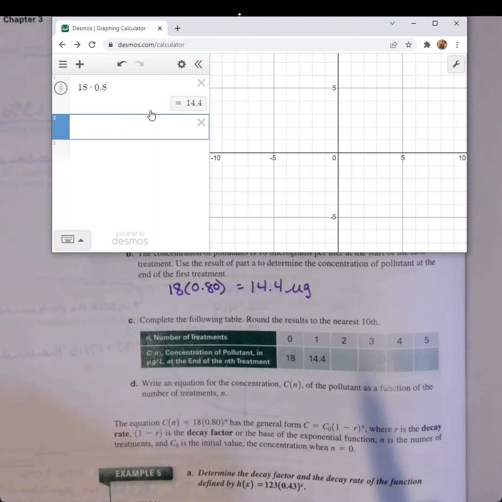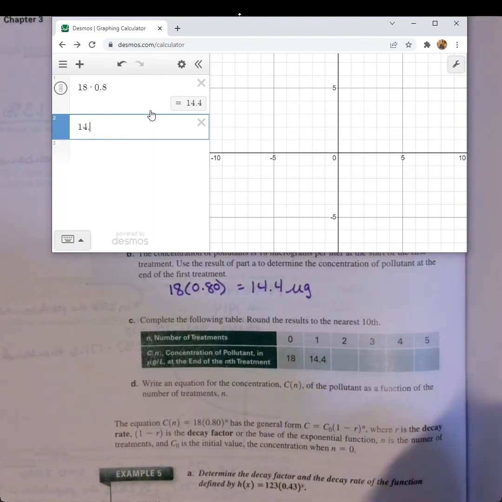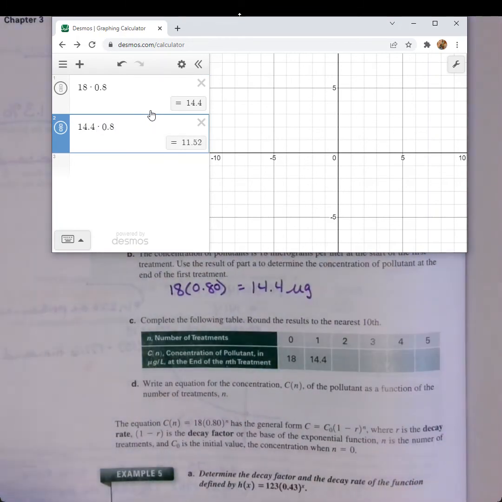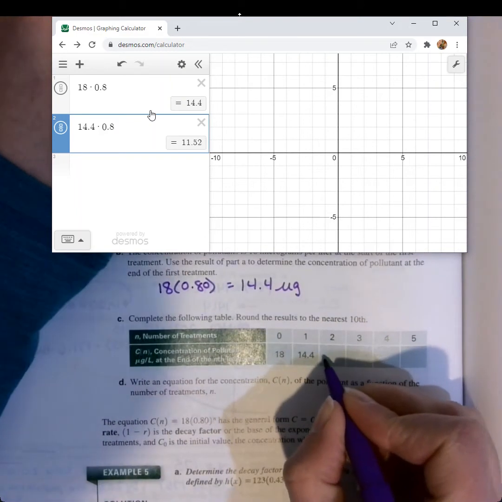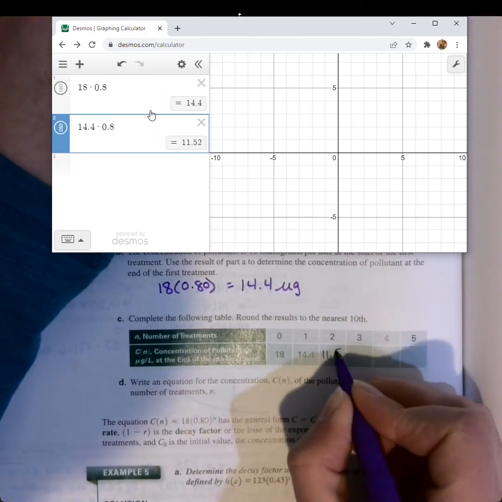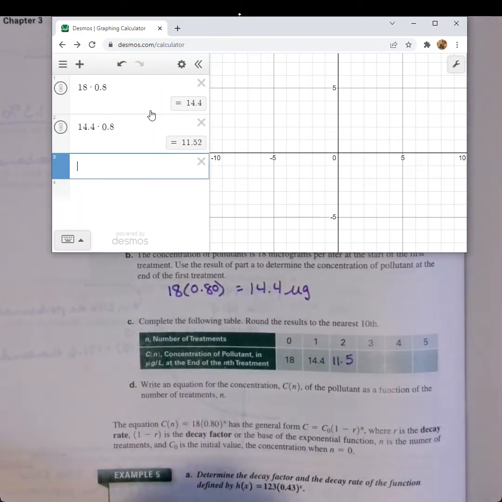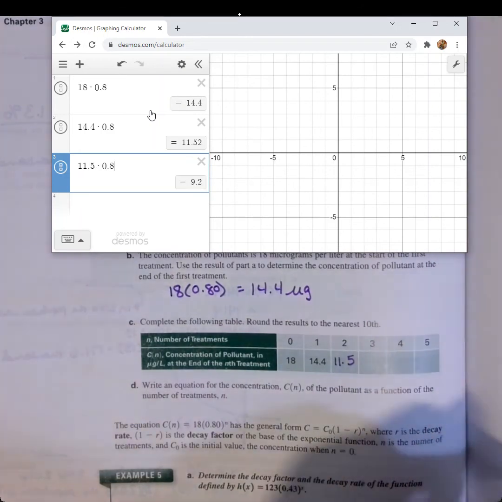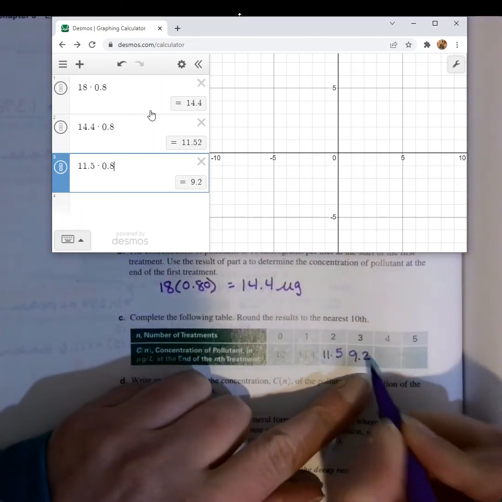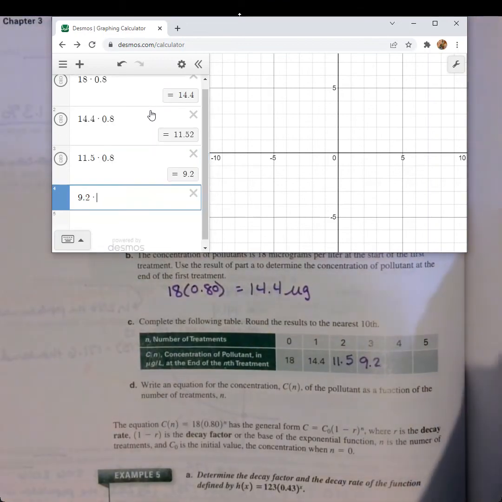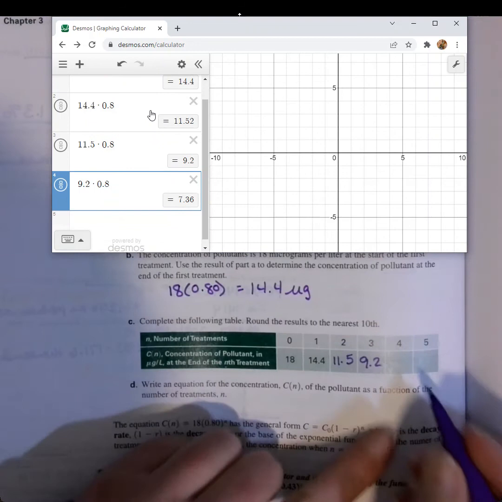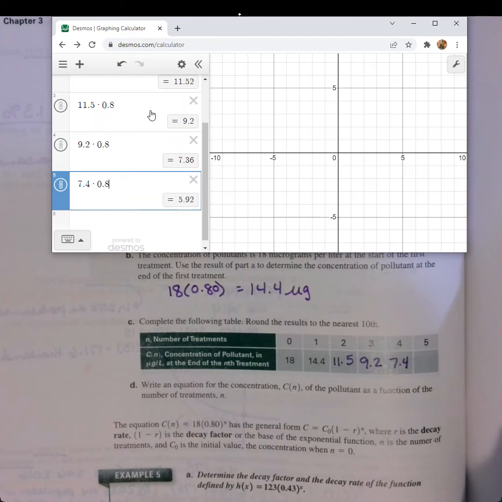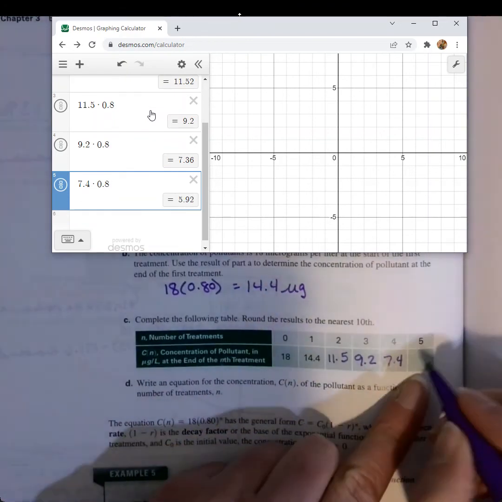Okay, now that 14.4 micrograms is going to be treated again, multiplied by 80%. Then there are going to be 11.52 micrograms. They asked me to round to one place, the nearest tenth, so 11.5 micrograms. Then we're going to take our 11.5 micrograms times another 80% treatment. We're going to have 9.2 micrograms left. And again, our 9.2 micrograms times another 80%. We're going to have 7.4 micrograms left. And again, our 7.4 micrograms times 80%. We're going to have 5.9 micrograms left.